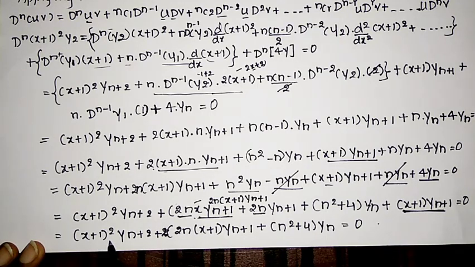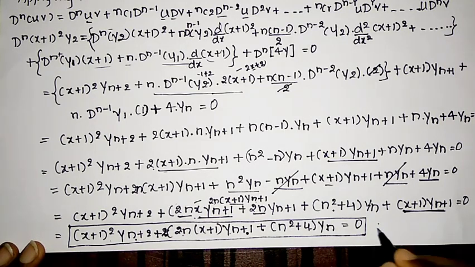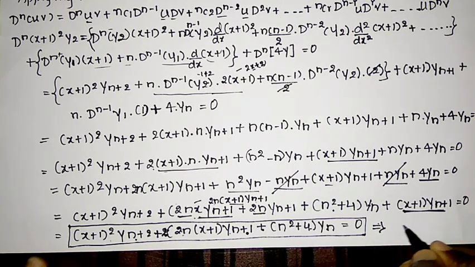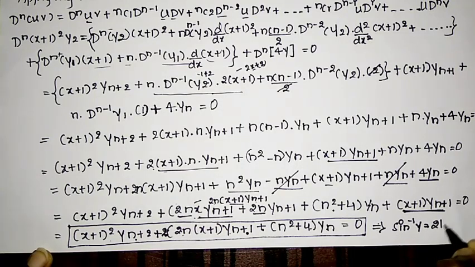So just write x plus 1 whole square yn plus 2 plus 2 into n into x plus 1 yn plus 1 plus n square plus 4 into yn is equal to 0. So this is the required nth derivative for the equation, that is sin inverse y is equal to 2 into log of x plus 1.